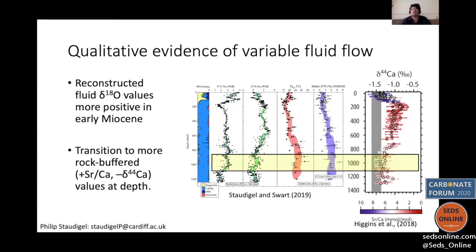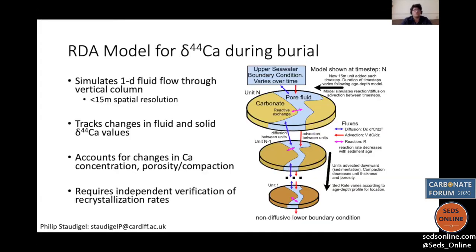But then as you go down, you transition back to more rock buffered calcium isotope ratios, but they still preserve a great deal of their strontium. And you also see, as a more qualitative indicator, a transition from more negative to more positive reconstructed fluid isotope values from clumped isotopes. So this is the general schematic of the model that we're using. The uppermost sediment is exchanging with seawater. Then you have some forced advection rate, which transports fluid vertically through the sediment column.